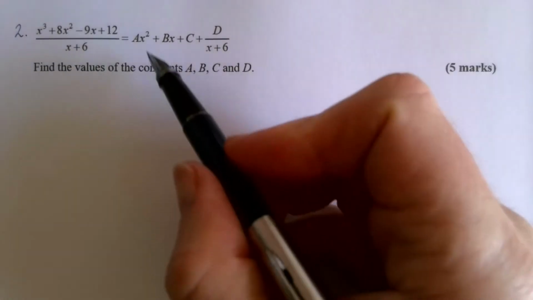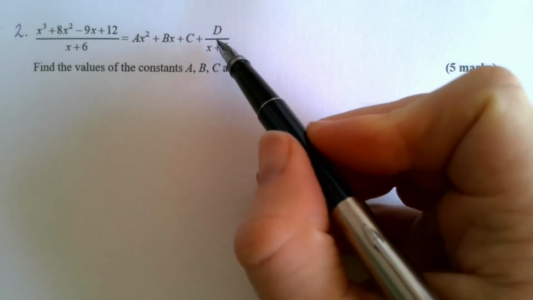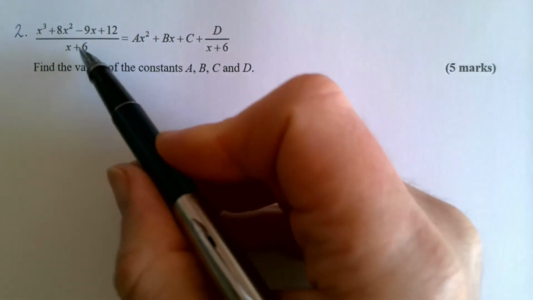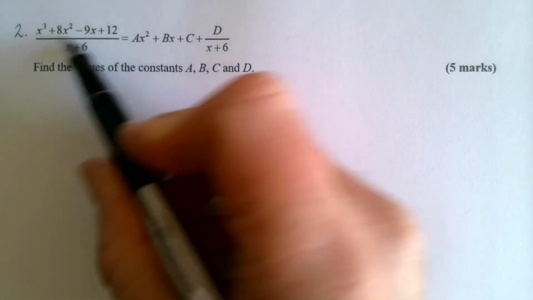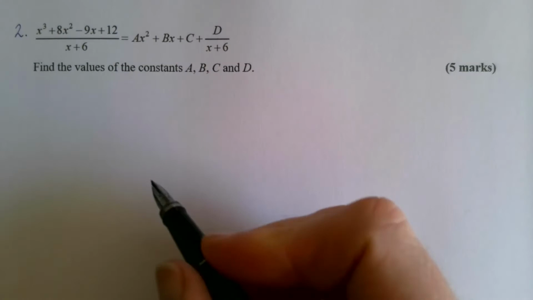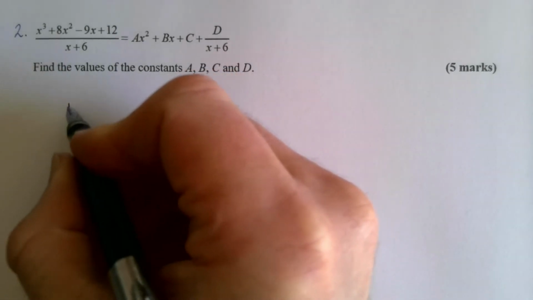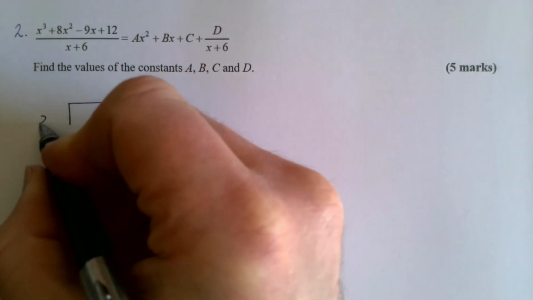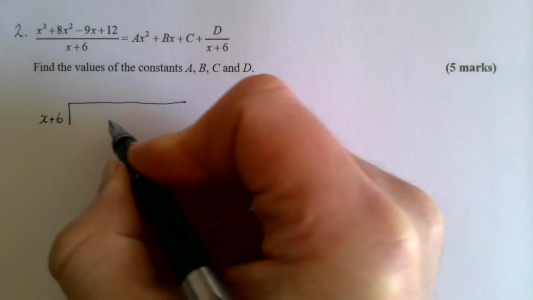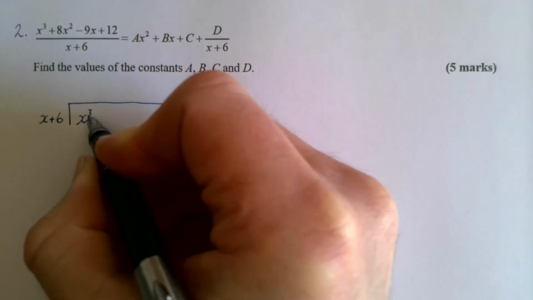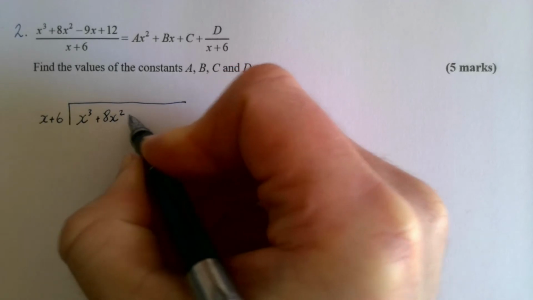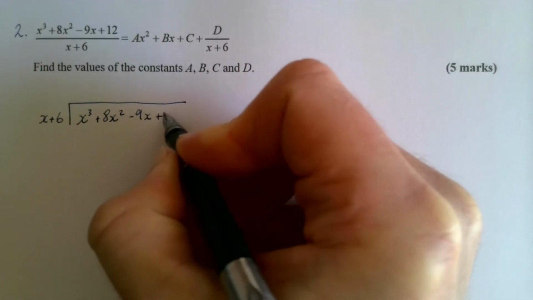So question 2 is a remainder question. We've got a remainder here. So what this is saying is we need to divide this expression by x plus 6. So you get 1 mark just for setting up, making an attempt to do a division into that. Just setting up your long division gets you 1 mark.